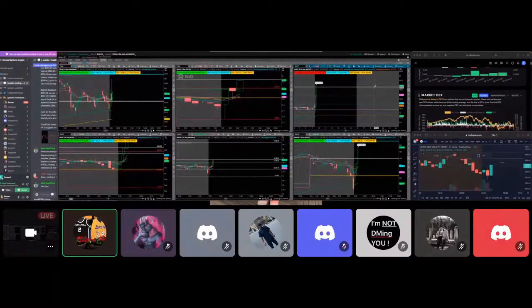Start scaling out of profits if you guys are in. It's a nice little profitable gain. Amazon, we're up almost 20%. Now we're up 20% on Amazon. Phenomenal. Shop play, we're up 26%. Phenomenal. We had to cut those puts earlier.